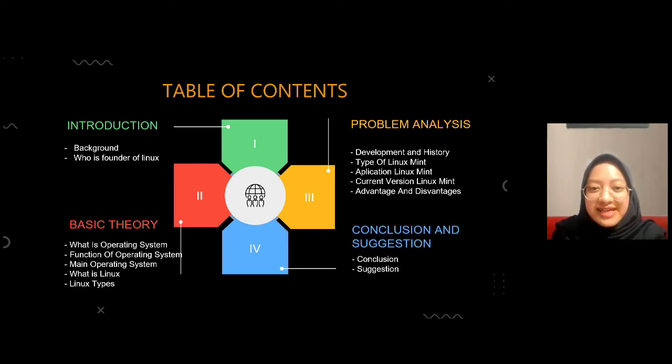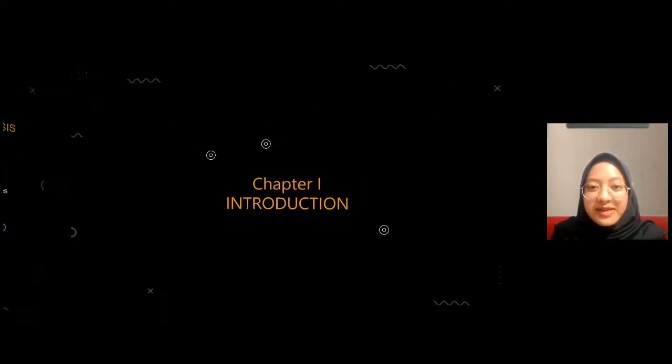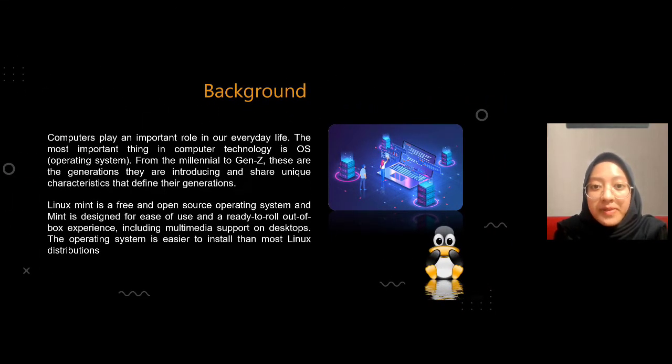The first slide I'm going to introduce is the background. Computers play an important role in our everyday life. The most important thing in computer technology is the OS, the operating system. From the millennials to Gen Z, each generation shares unique characteristics that define it. Linux Mint is a free and open source operating system designed for ease of use and a ready-to-roll, out-of-the-box experience, including multimedia support on desktop. The operating system is easier to install than most Linux distributions.